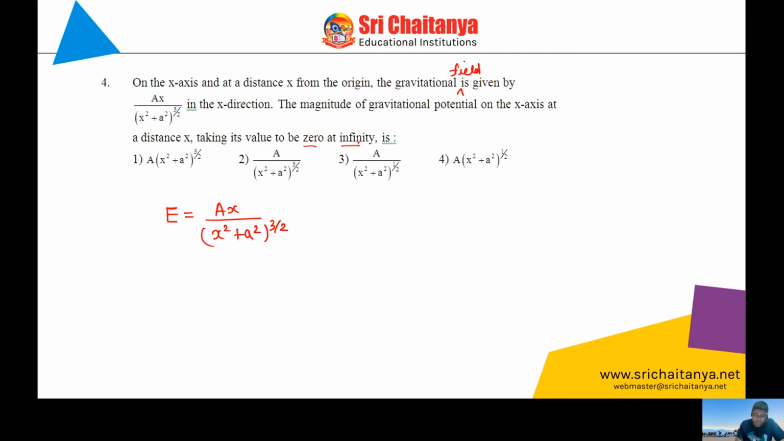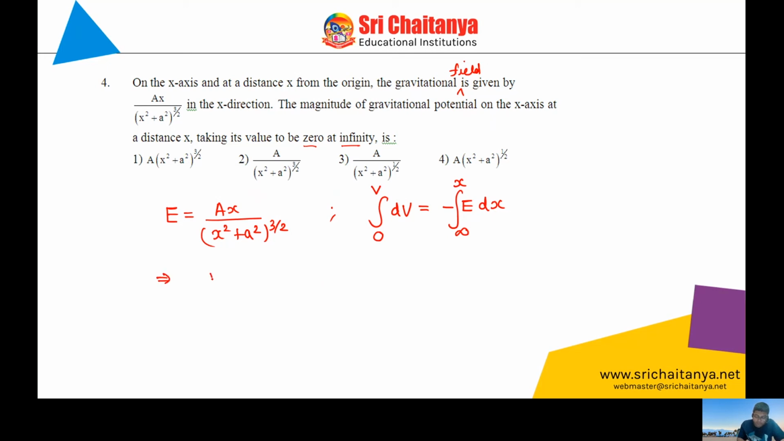Okay, so by definition, you can say dV is defined as minus E dot dr. So here it will be simply E dx. And if we integrate both sides with appropriate limits, at x tending to infinity, the potential is defined to be 0. And at a given value of x, we are required to find out V. So these will be the appropriate limits over there.